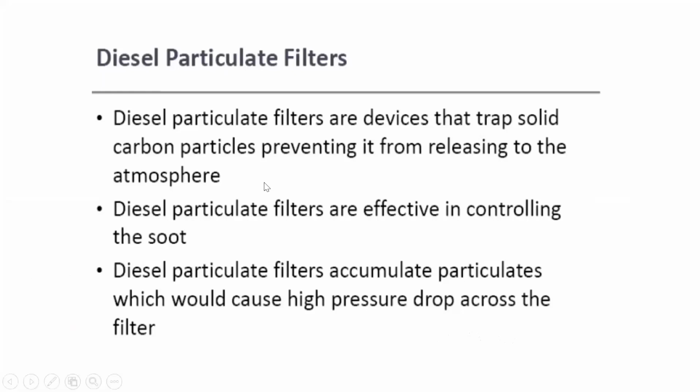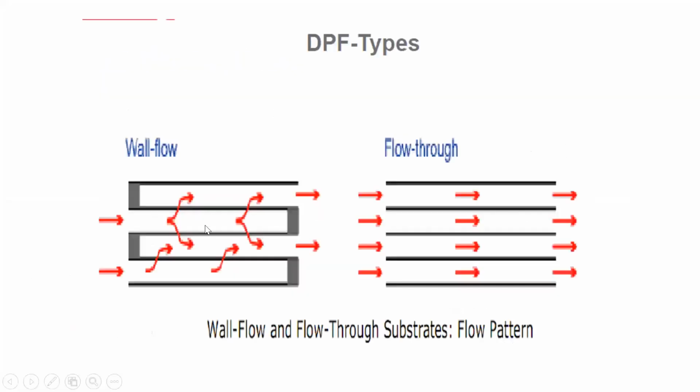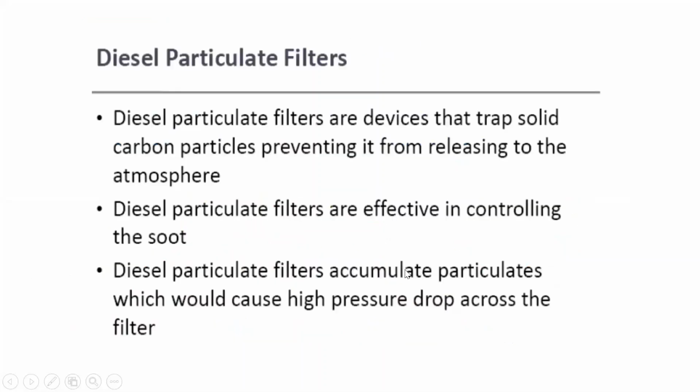This is the DPF. We will see how the DPF reduces particulate matter emission. The DPF is a device that traps solid carbon particles, also called carbon soot particles, preventing them from being released into the atmosphere. These are good at controlling soot, or carbon soot particles. The DPF accumulates the particulate matter, which will also cause a high pressure drop across the filter.